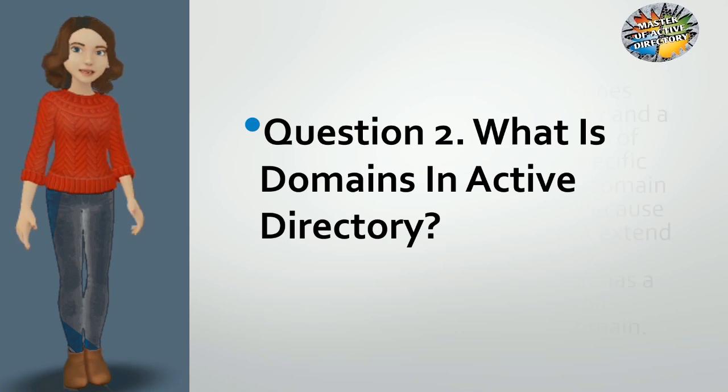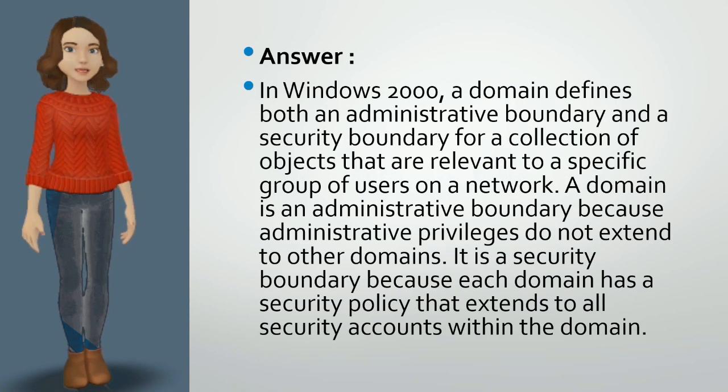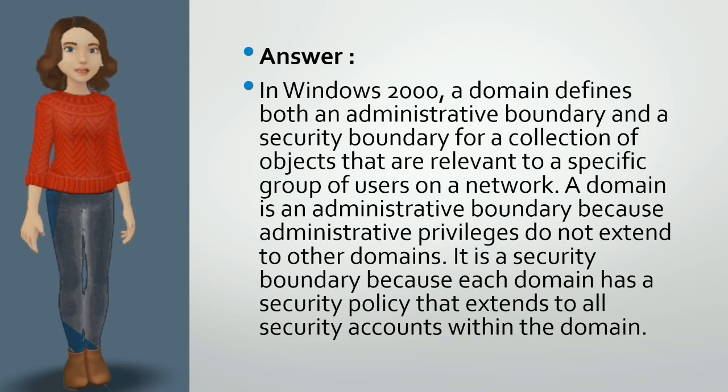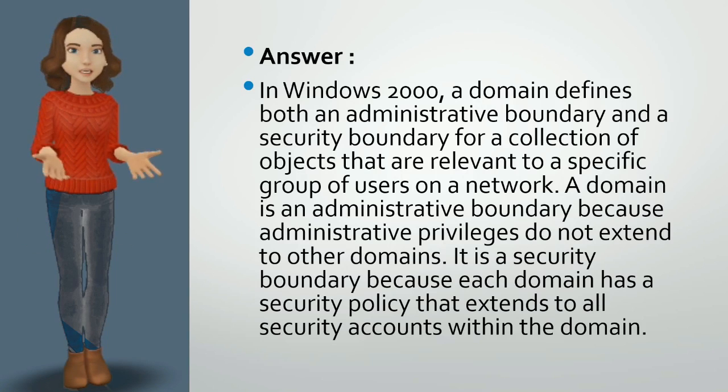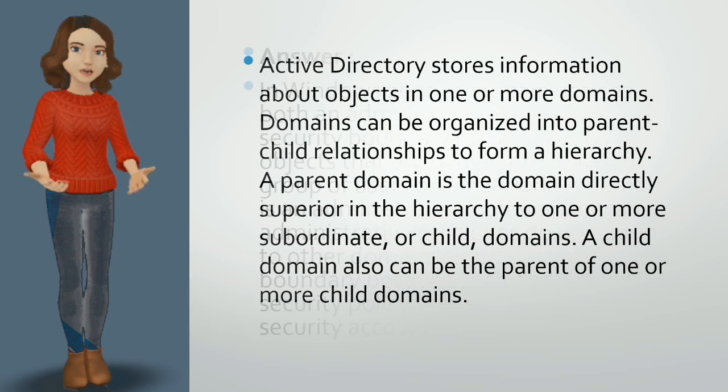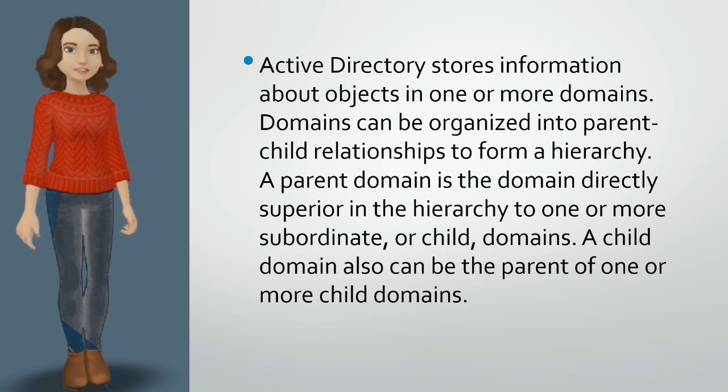Answer. In Windows 2000, a domain defines both an administrative boundary and a security boundary for a collection of objects that are relevant to a specific group of users on a network. A domain is an administrative boundary because administrative privileges do not extend to other domains. It is a security boundary because each domain has a security policy that extends to all security accounts within the domain. Active Directory stores information about objects in one or more domains.